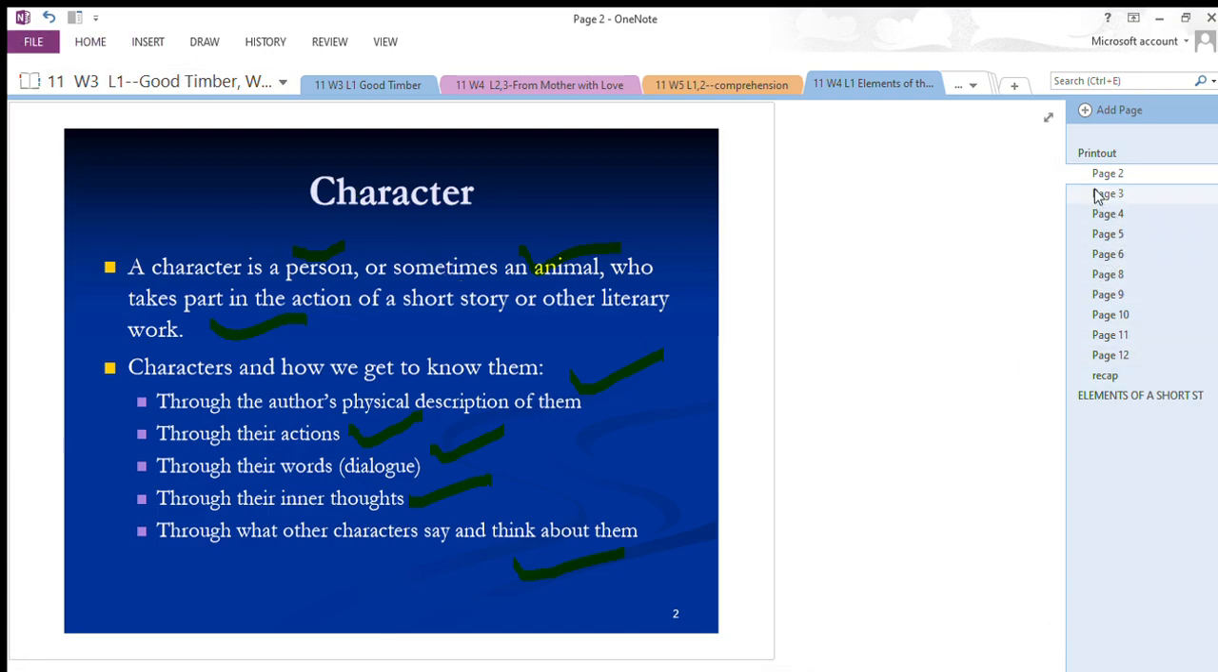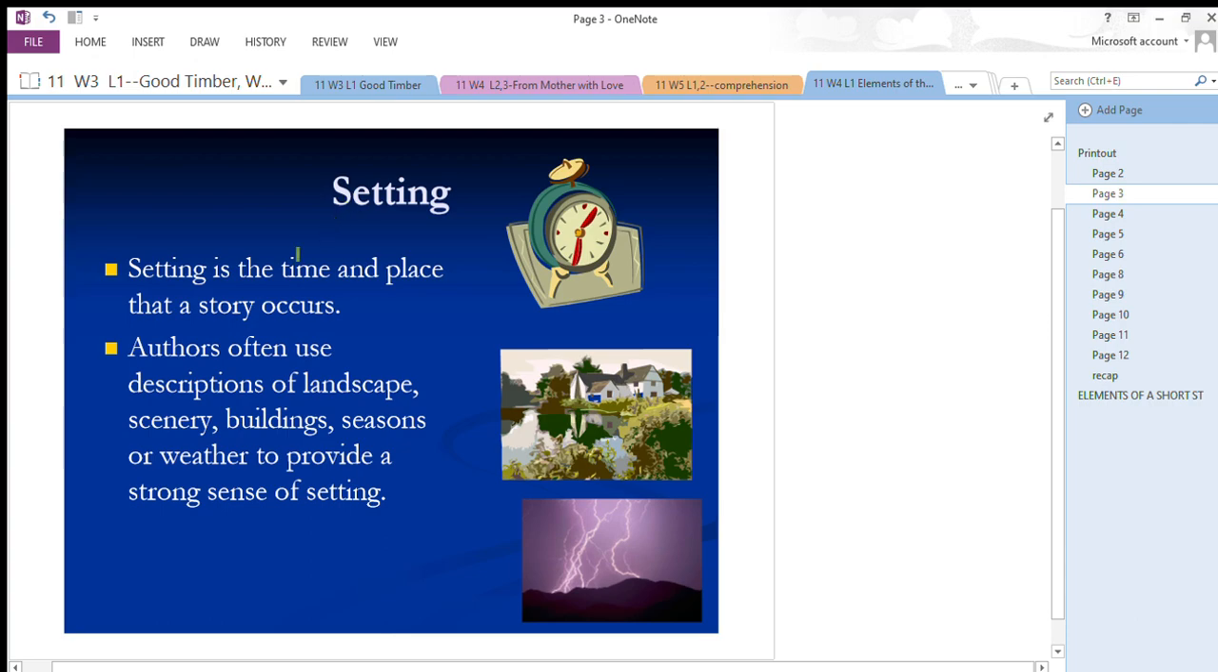Next we have setting. Setting is the time and place that a story occurs. Authors often use description of landscape, scenery, buildings, seasons or weather to provide a strong sense of setting. Whenever you read a short story, you'll come to know that this story took place in the forest, or in the house, or the setting is a drawing room or sitting room or kitchen. So setting is actually the time and place where the story takes place.